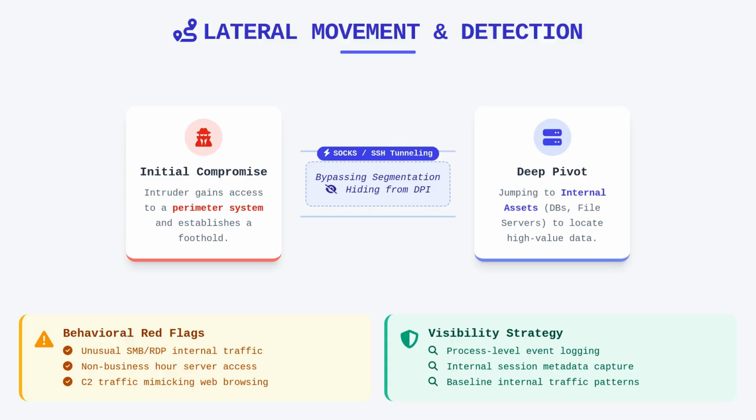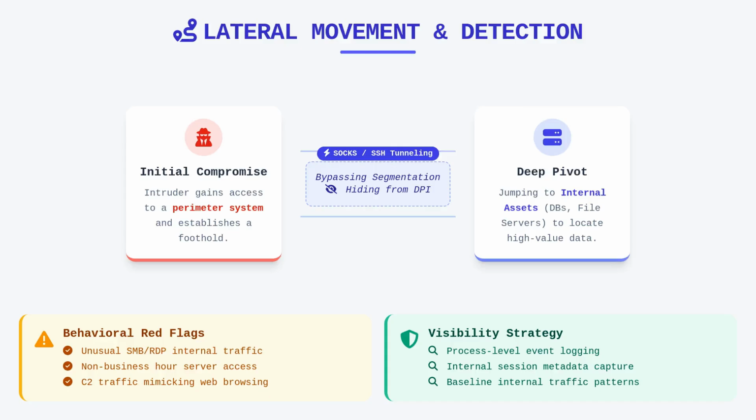Detecting this requires a shift in focus from static rules to behavioral baselines, such as looking for unusual internal-to-internal traffic patterns. Specifically, you should watch for SMB or RDP connections from machines that typically only act as database clients or non-business hours connections to sensitive file servers.